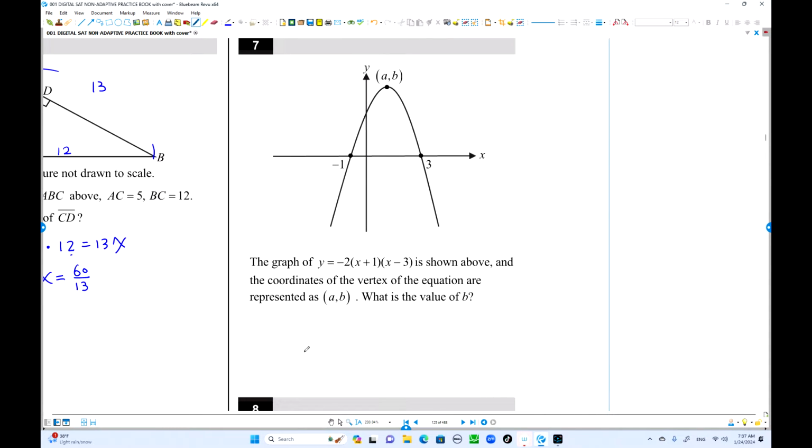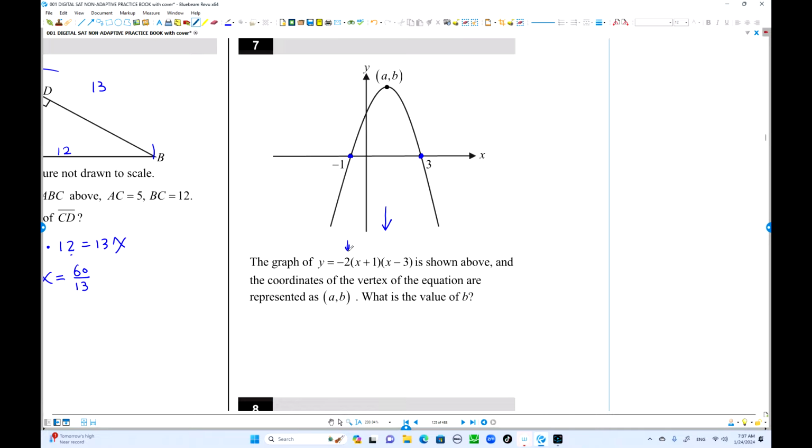All right, this is number 7. We have a graph of a quadratic expressed in vertex form here, okay? Negative 2(x plus 1)(x minus 3), with an x-intercept at x equals negative 1 and another x-intercept at x equals 3, right? The minus means the graph opens downward. What is this number 2? The scale factor, right? It makes the graph narrower or wider, okay?